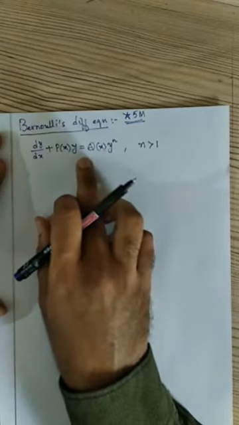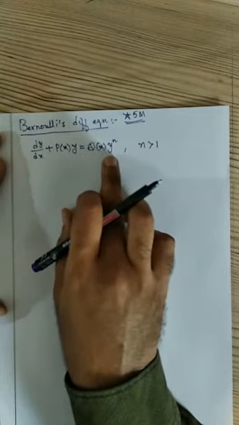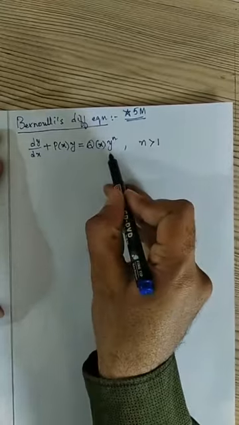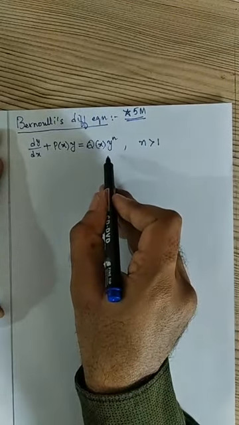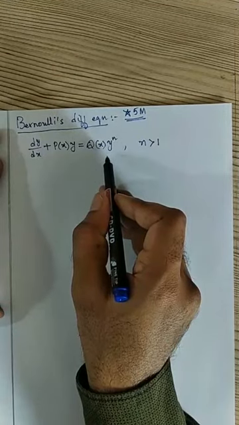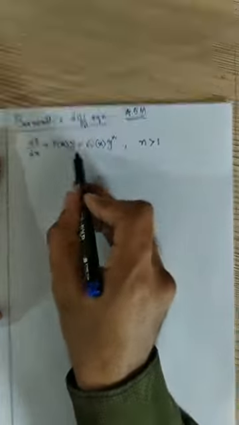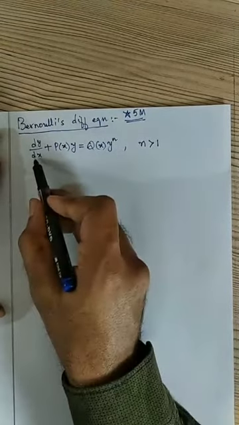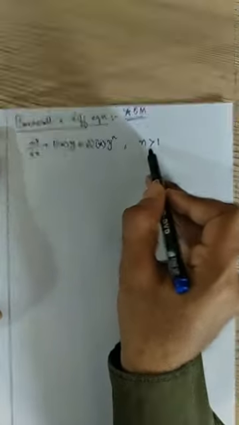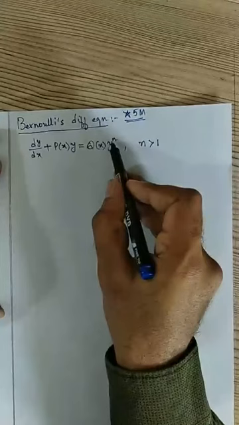For solving this equation, we should try to remove this non-linearity. Non-linearity is here only. What is the condition for linearity? A linear differential equation means the dependent variable and all its derivatives should be of degree 1. Here you observe y power 1, fine. Derivative dy by dx total power is 1, fine. But here y power n is greater than 1, so y power is not 1.